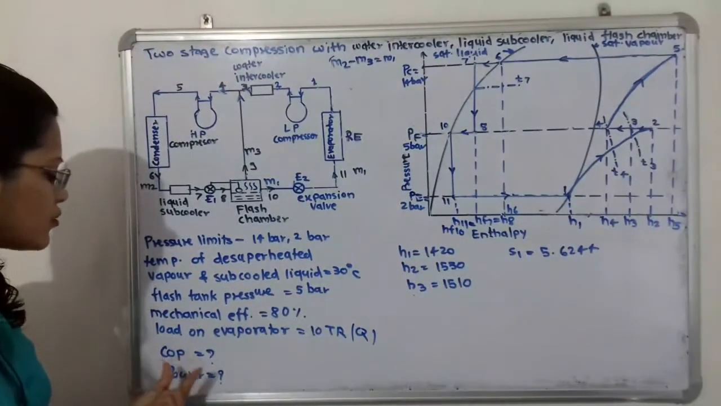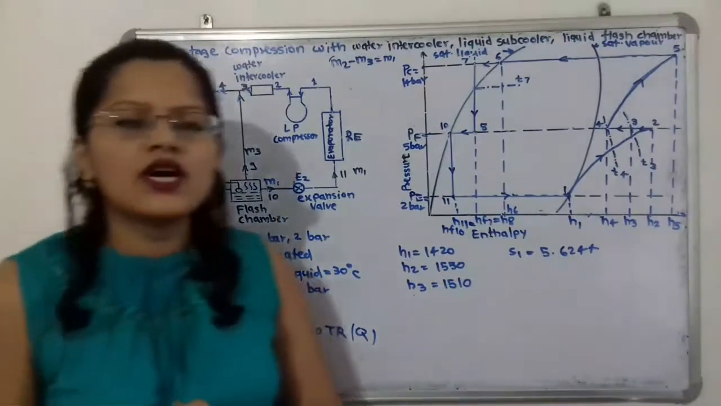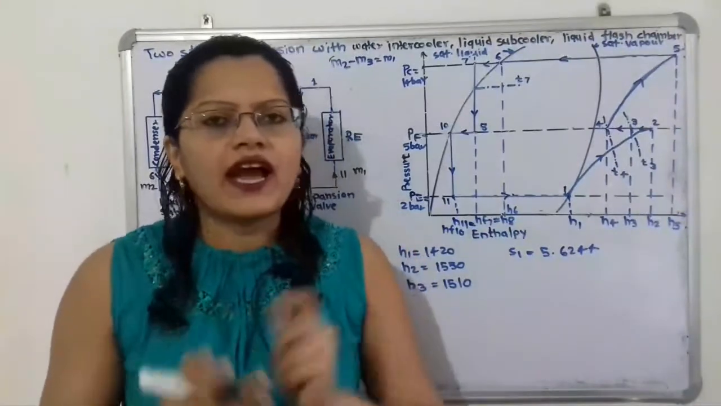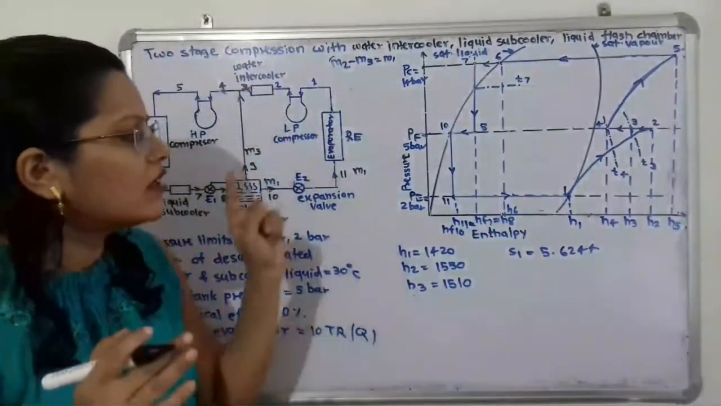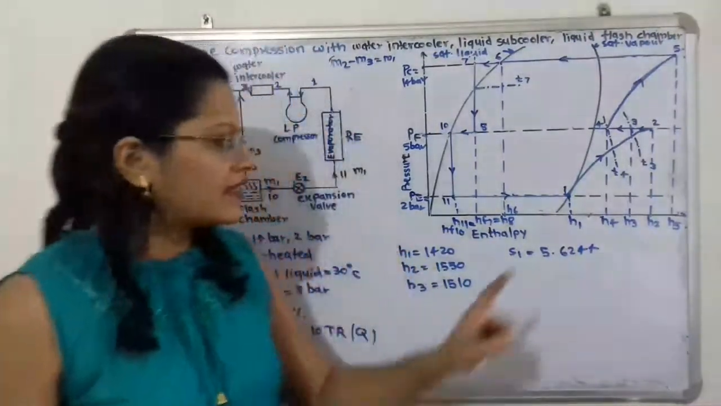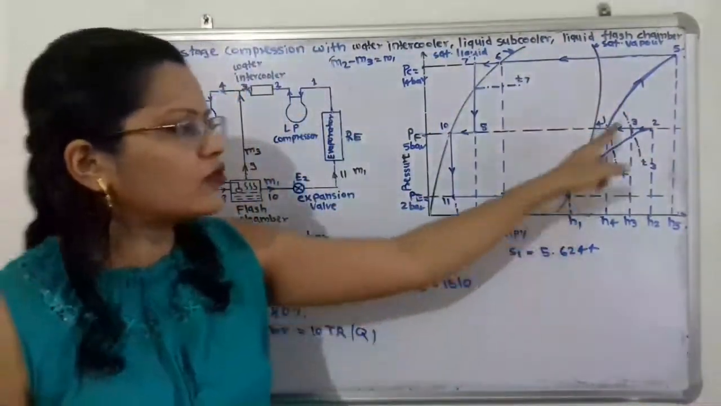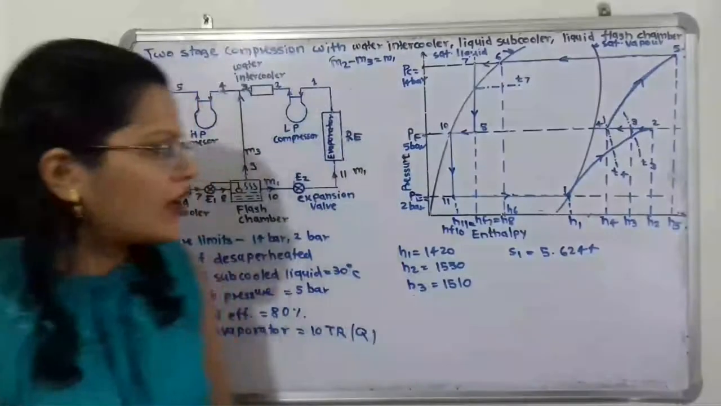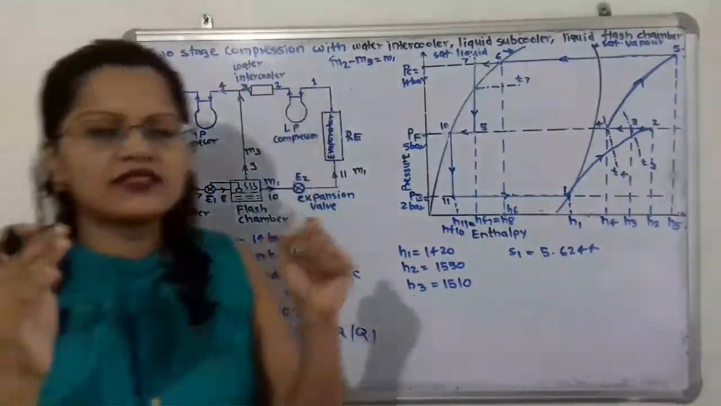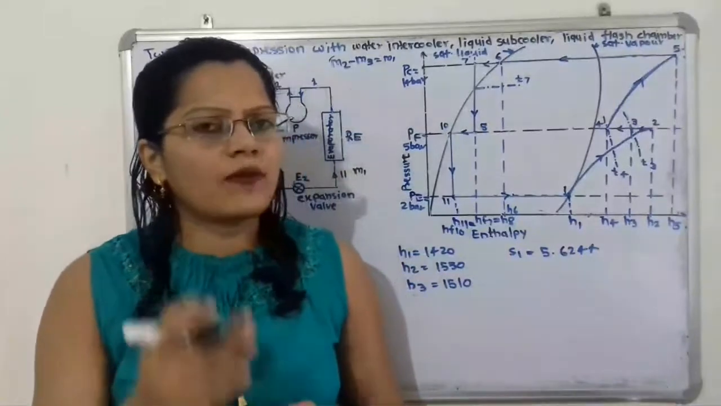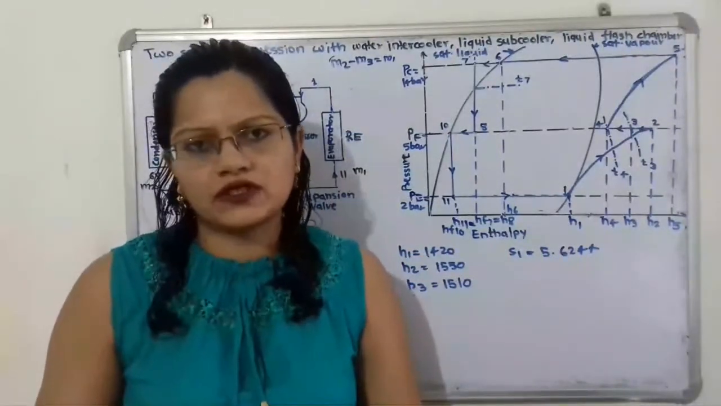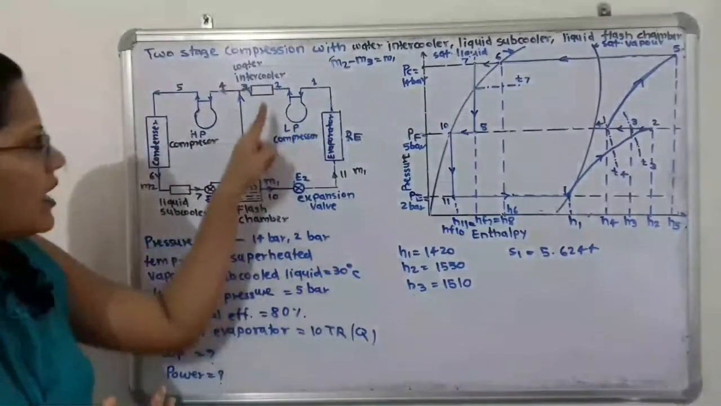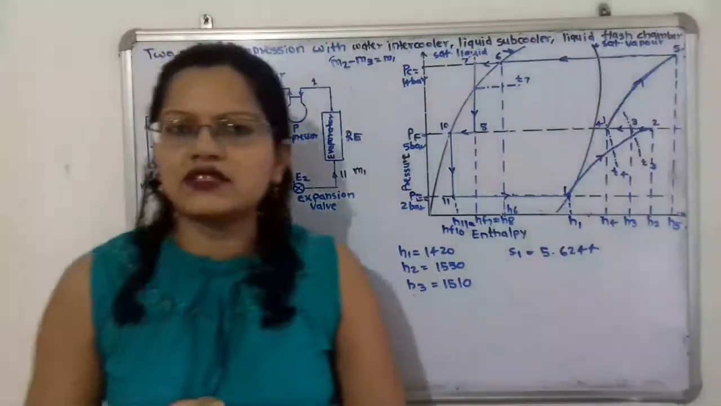And we have to calculate the coefficient of performance and the power required to drive the system. That means we first have to understand how to find out the enthalpies at different points, that is, for this whole process, how to calculate the enthalpy. So for that we have to understand the processes one by one. Now we know the process 1 to 2 is the low pressure compression, and that compression is an isentropic compression process. So we have to first find out the enthalpy at point 1 and the enthalpy at point 2 during this low pressure compression process.